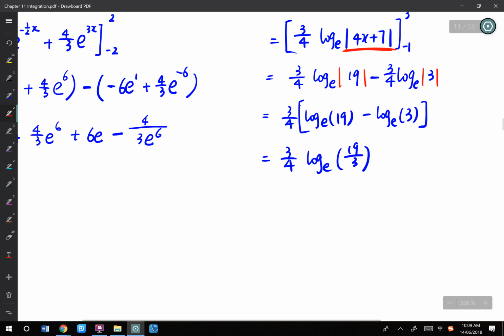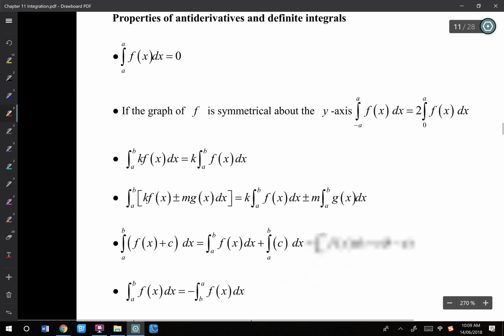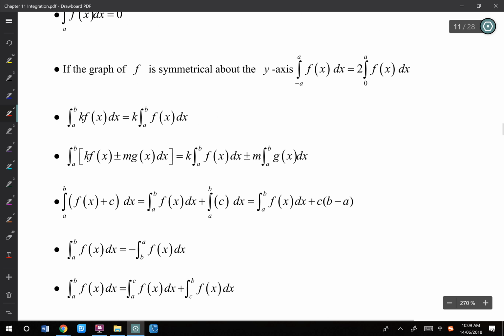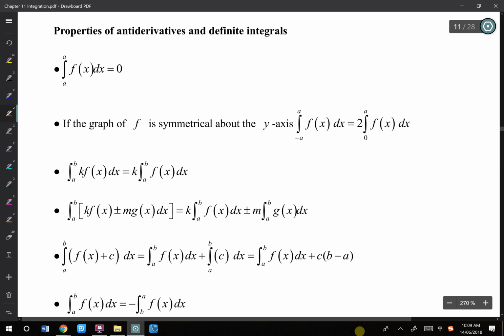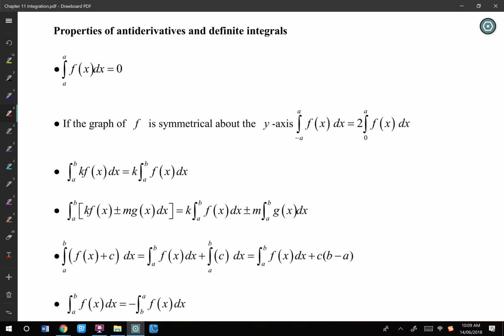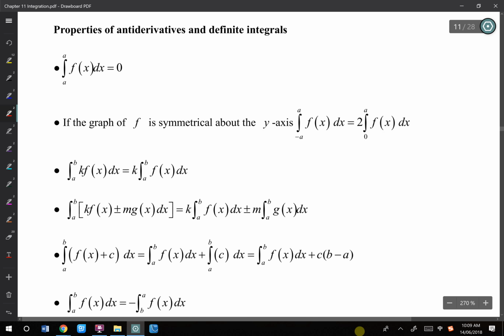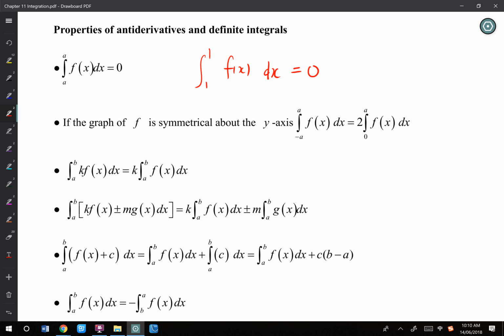Okay, if we don't have questions, I want to talk about some properties. Okay, first property is if we have the lower limit and upper limit the same number, say the integral from 1 to 1 of f(x) dx, that is just 0. Very easy to understand because the area is 0. 1 to 1 is a line. Okay, there's no area created from 1 to 1.